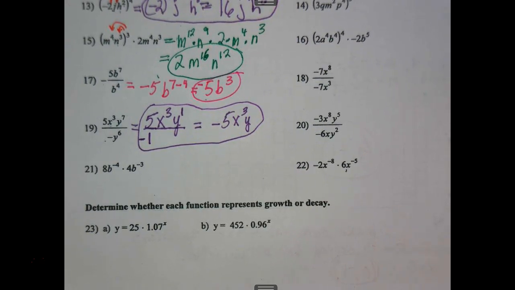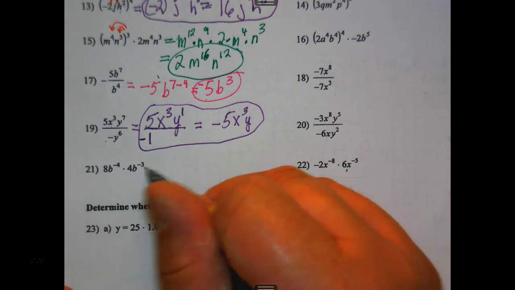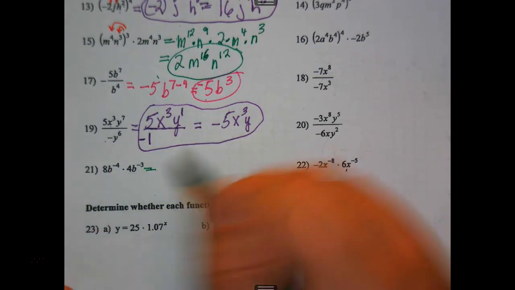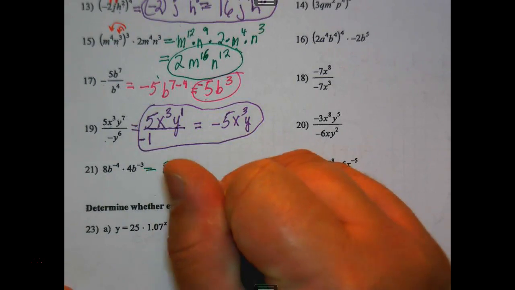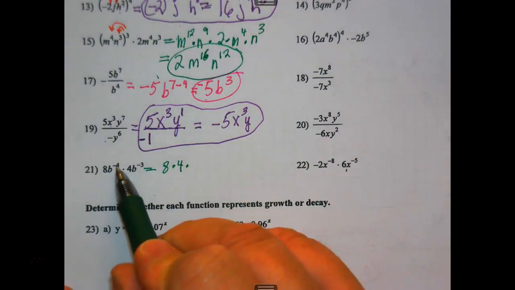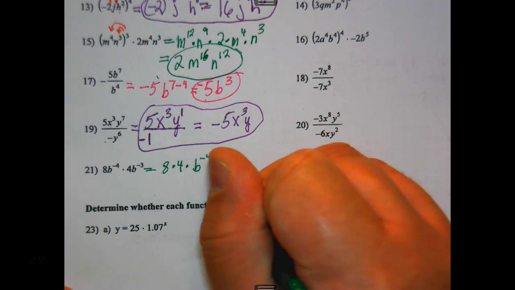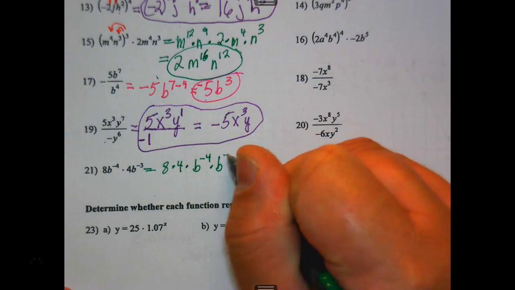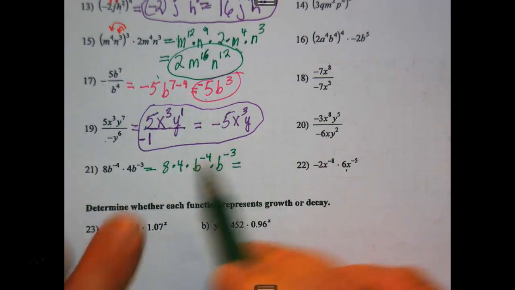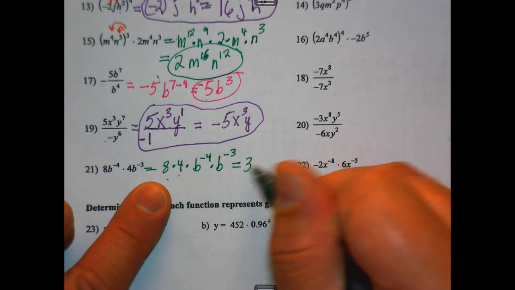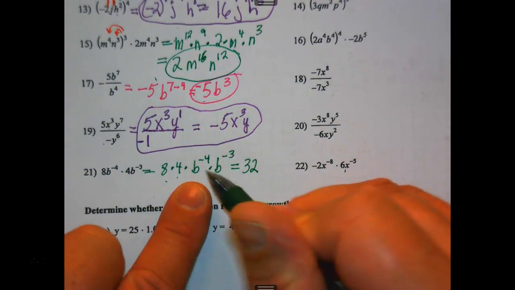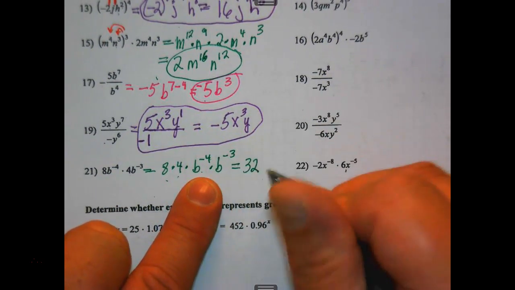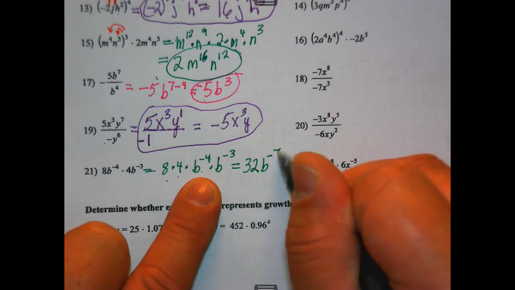And the last one. Let's see, we're multiplying. So I'm going to group them together. 8 times 4 times b to the -4 times b to the -3. Okay, 8 times 4, 32. B to the -4 plus -3 is b to the -7.